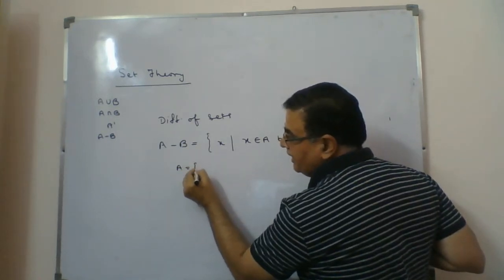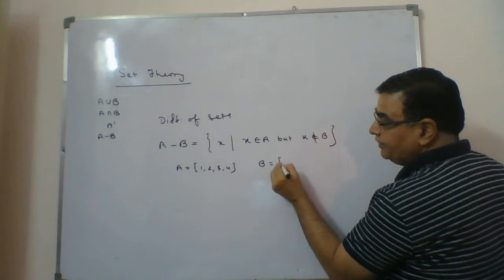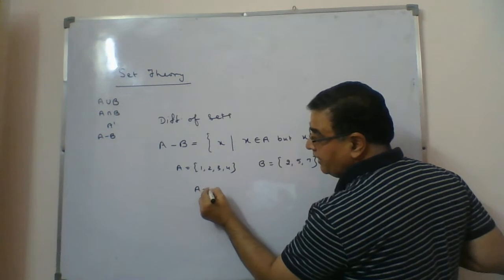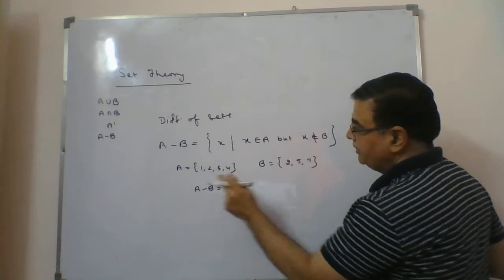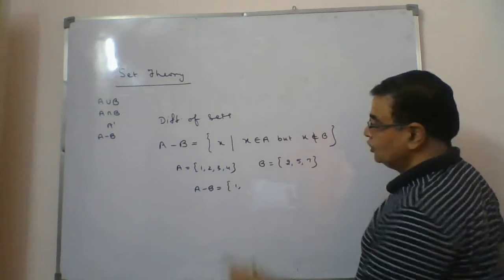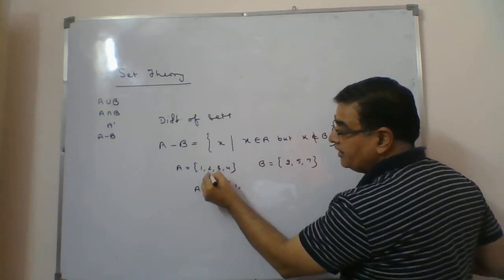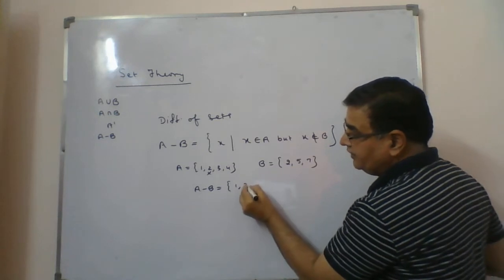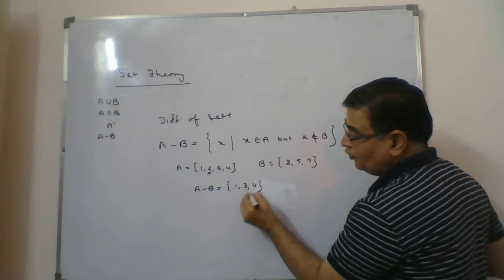For example, A we have as 1, 2, 3 and 4. B set we have 2, 5, 7. When I say A minus B, I will be taking the elements of A which are not in B. 1 is in A but not in B, so yes, I can take that. 2 is an element of A but shared by B, so I can't take this. 3 is in A but not in B, so I can take that also. 4 is not in B either, so I should say 4.